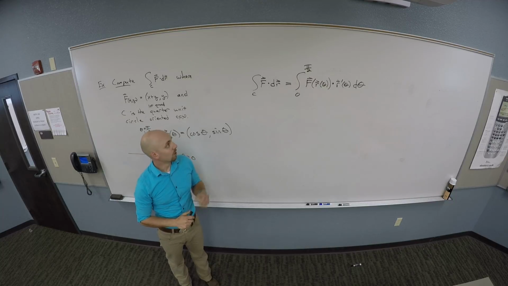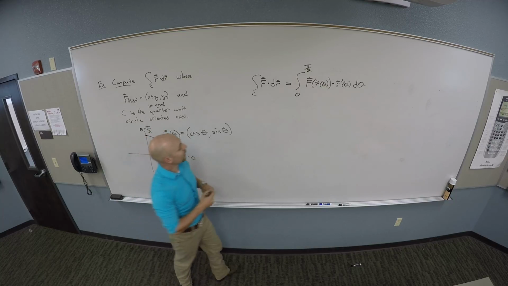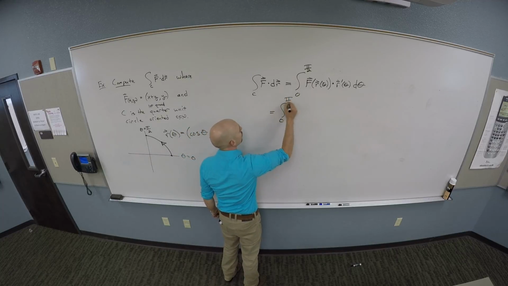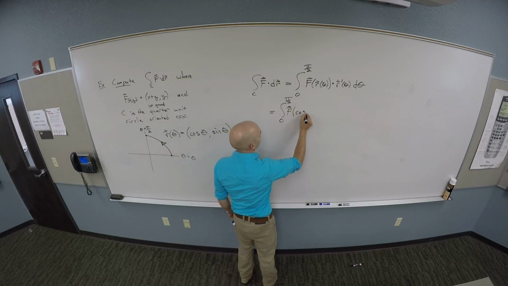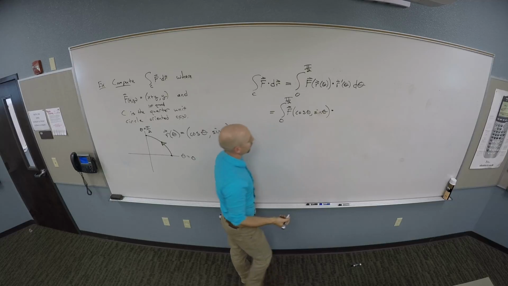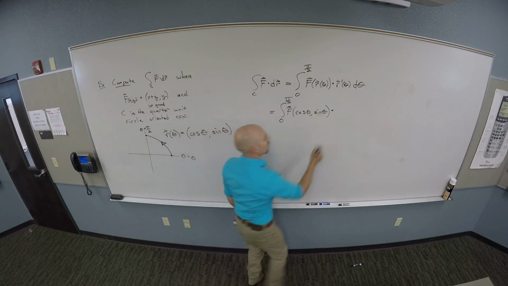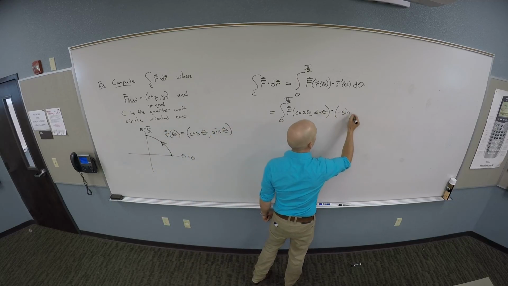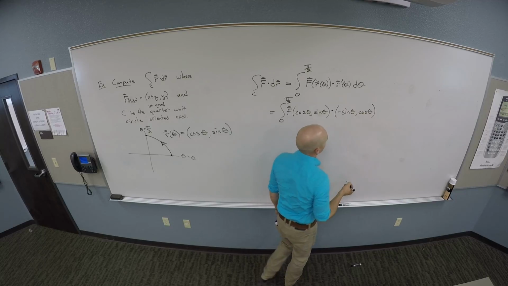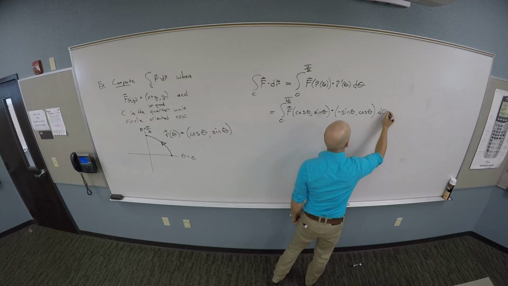So now I know at least one of those pieces. This is the integral from 0 to pi over 2 of F of cosine theta comma sine theta, and I need to dot that with r prime, negative sine theta comma cosine theta, d theta.